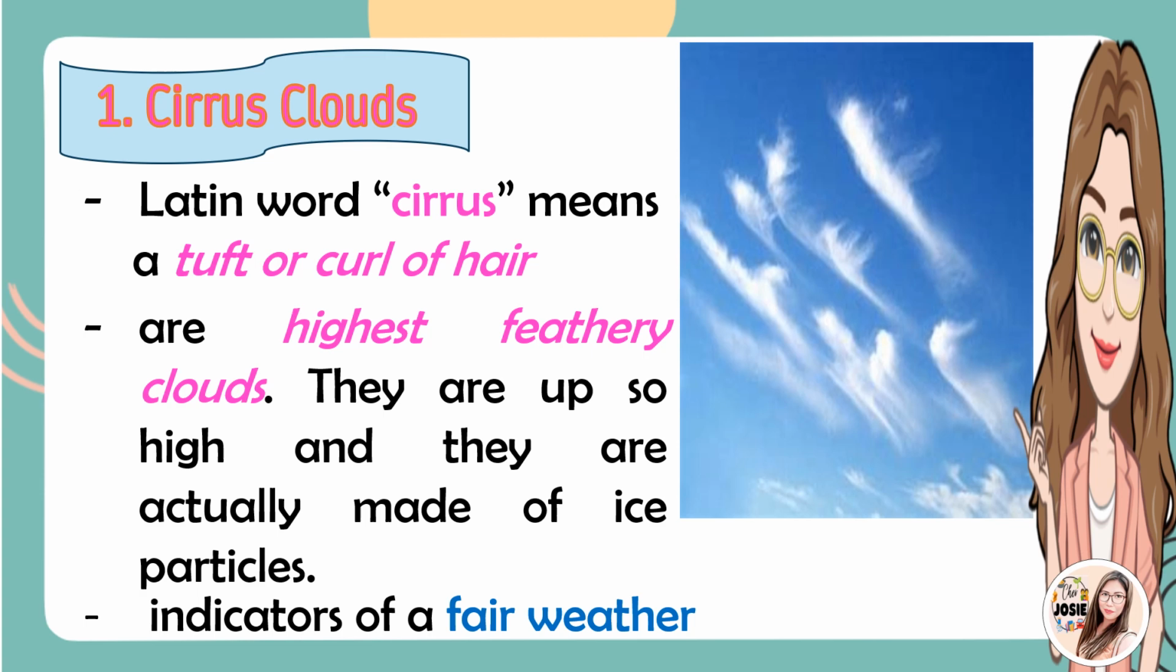First, we have the cirrus clouds. Cirrus is from the Latin word cirrus, which means a tuft or curl of hair. These are the highest, feathery clouds. They are up so high and they are actually made of ice particles. As you can see in this picture, this is an indicator of fair weather.